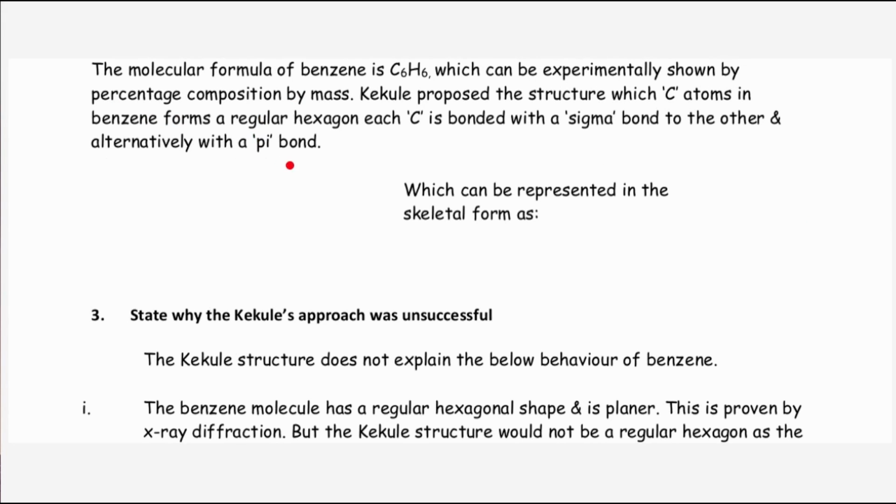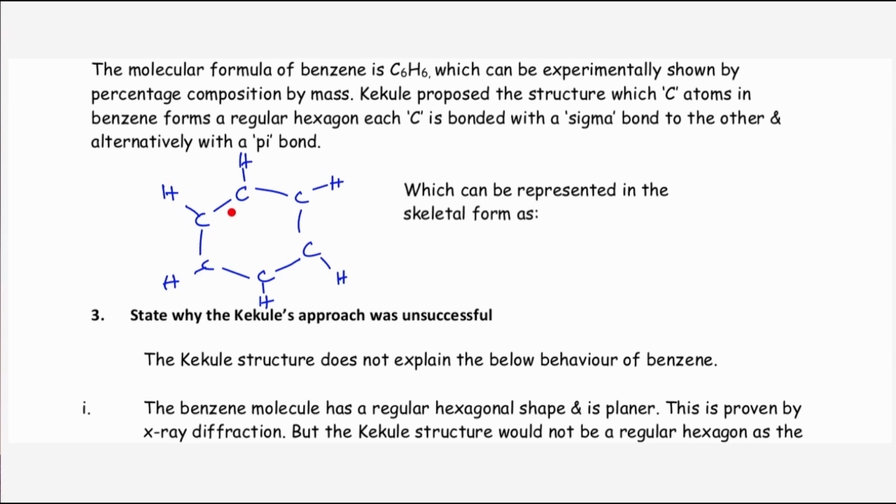So then he realized the benzene has to be a cyclic one. He proposed the benzene structure this way: 6 carbons in a cyclic form, where each carbon atom is linked to a hydrogen. The carbon chain is cyclic, and each carbon atom is covalently bonded to a hydrogen. Now the carbon should have 4 bonds, but each carbon only has 3 bonds.